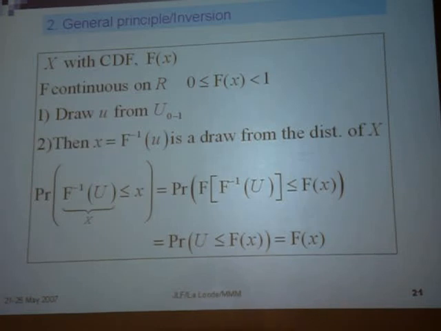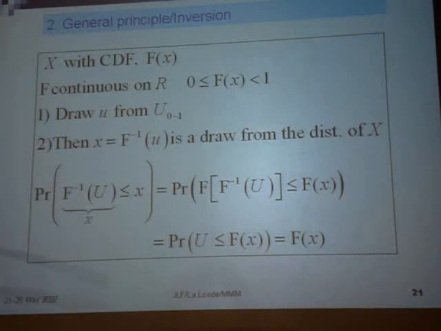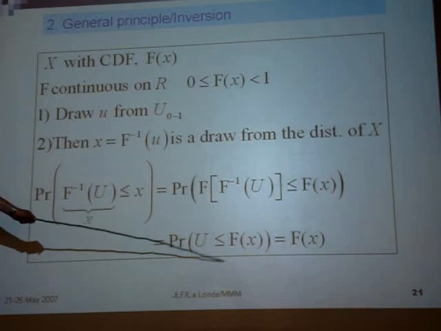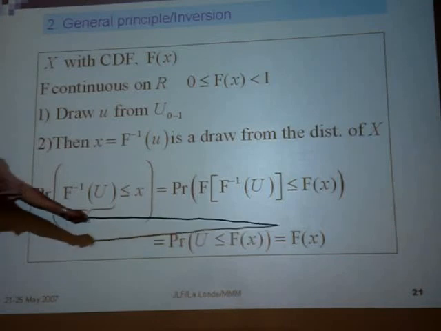And this F inverse of u is a draw from the distribution of X. Why? It's very simple. We have to demonstrate that the probability of the random variable big X lower or equal to little x is this cumulative distribution function by definition. This means that X has this distribution. As F is monotonic, this is equivalent to the probability of F of F inverse of u lower or equal to F of x. But F of F inverse is identity. So it's the probability of u lower or equal to F of x. But if u is uniform from 0 to 1, this is F of x.